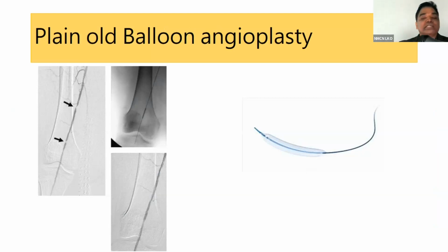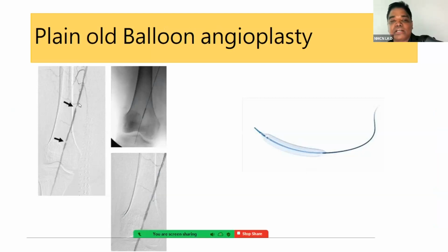So this is a simple case, where you can see that there are 2 narrowings in the distal part of the superficial femoral artery. What we simply do is take an antegrade access in the common femoral artery just below the groin, and a guide wire is negotiated across these narrowed arteries, and balloon angioplasty is done with this kind of angioplasty balloon. This is called plain old balloon angioplasty. It's a simple PTA balloon catheter, and you can see that it has a smooth outline. It is a non-compliant balloon.